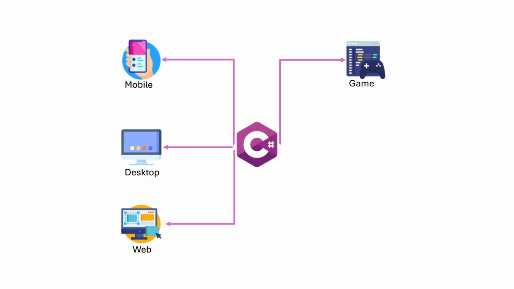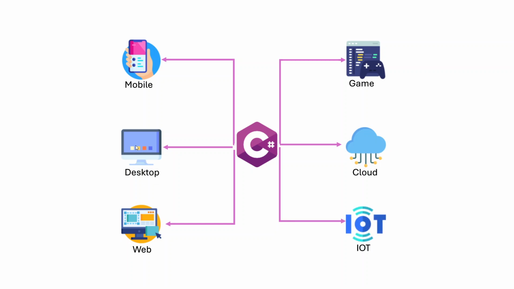As I discussed, it is used in games and it is also used in cloud services like Azure for scalable and reliable cloud services. Then in the world of IoT, we can also use C Sharp for the development of the Internet of Things, like embedded devices in cars, in the fridge, and in other electronic devices.